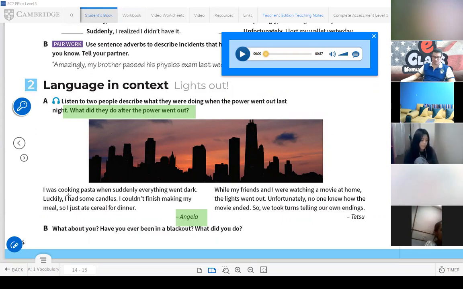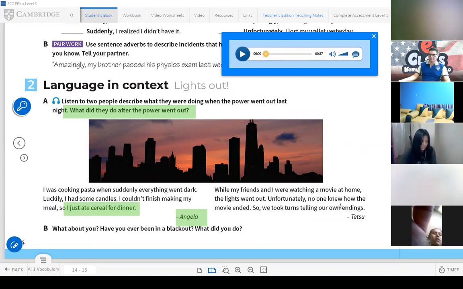Here you have the answer. No, she said, I just ate cereal for dinner. Eso es lo que terminó de hacer, ¿no? Después de que se fue la luz, ¿no? They're talking about a blackout. What is blackout? Cuando se corta la energía eléctrica de manera repentina, el apagón. Okay. No, I was cooking. Estuvo cocinando. Yeah. She couldn't finish. No pudo terminar. Okay. Just ate cereal.